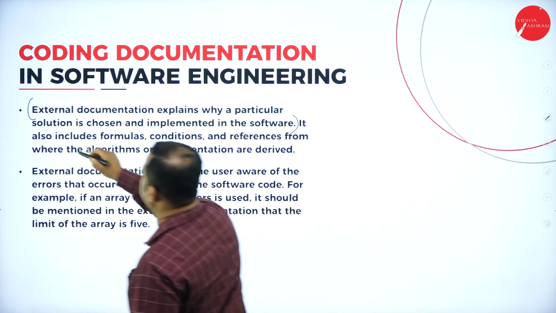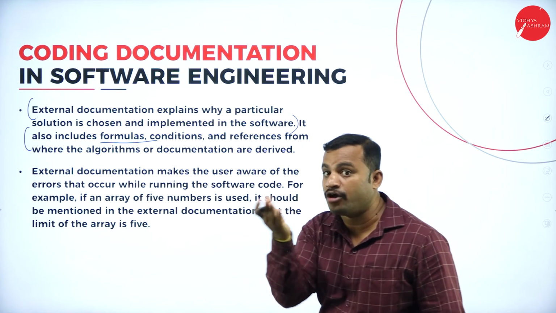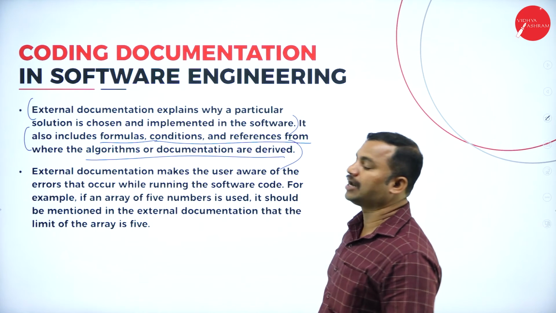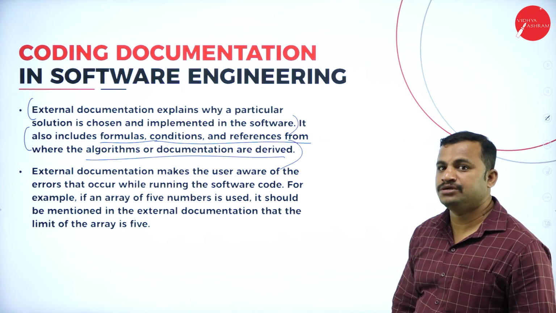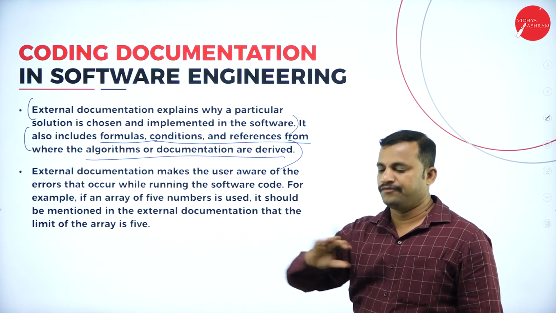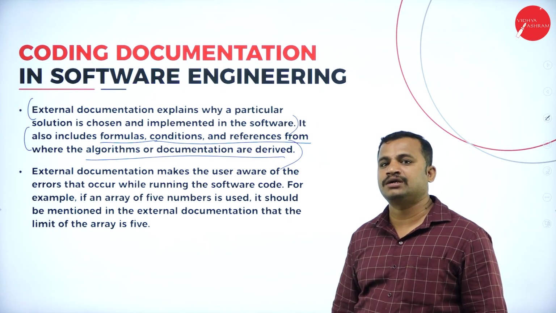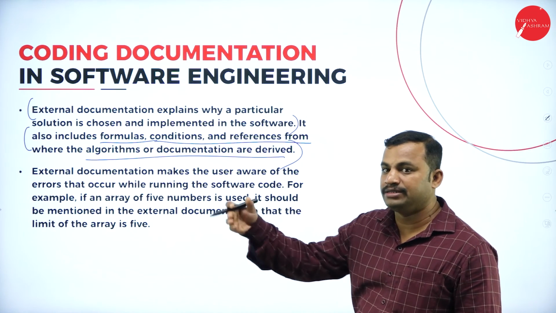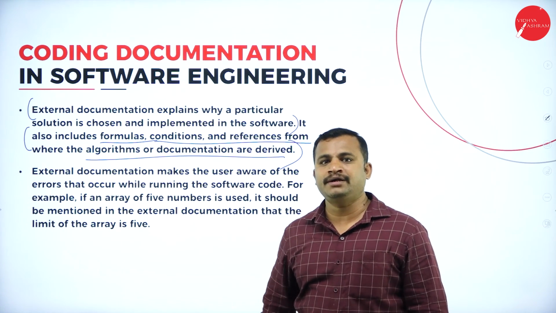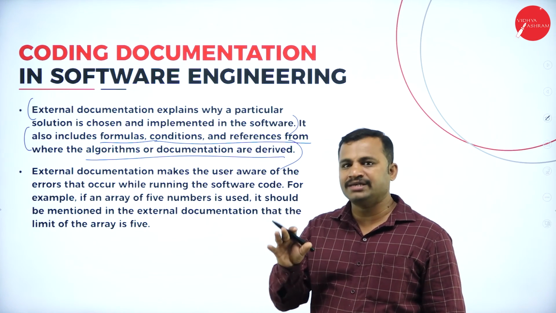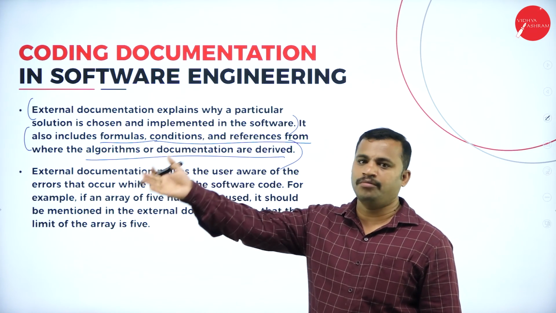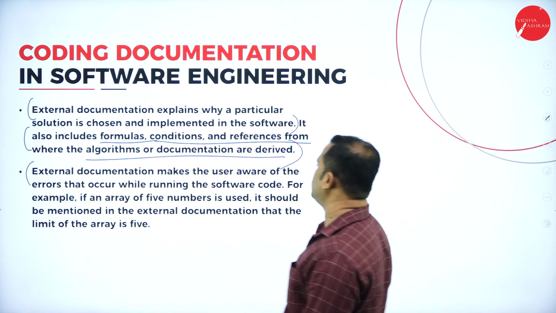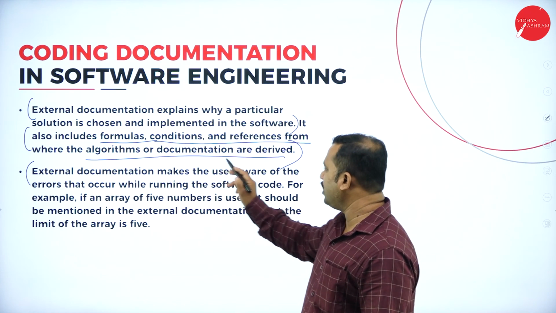So if that is the case, it also includes formulas. That means the formula he has used, conditions, and references from where the algorithms or documentation are derived. If you look at research papers, you will observe equations and formulas, and how those equations and formulas are transformed into coding, that is, internal documentation, which is done by the developer. Only the problem statement is given to him. He has to go through the equations and transform them into an appropriate form of coding, that is, the logic. External documentation makes the user aware of the errors that occur while running the software code.